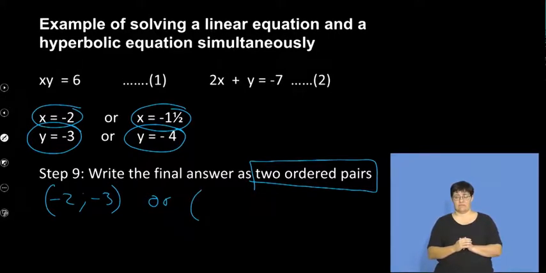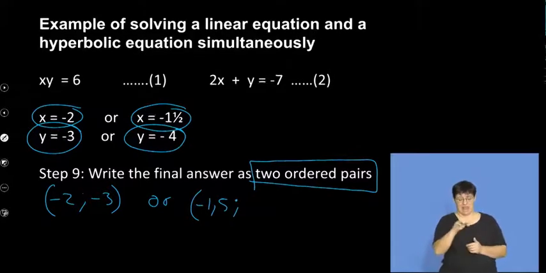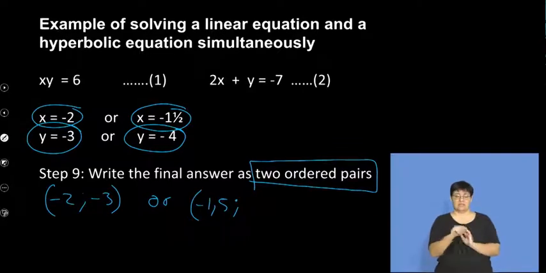You always start with the x, right? Negative 1.5. And with a semicolon, you can see that negative 1.5, that's a comma, but this is a semicolon, meaning and negative 4. And that's how you then write your solutions.